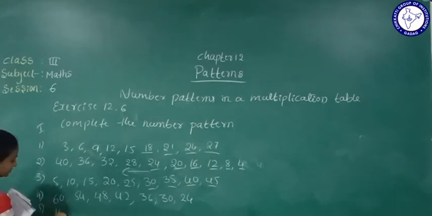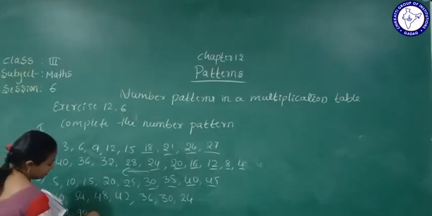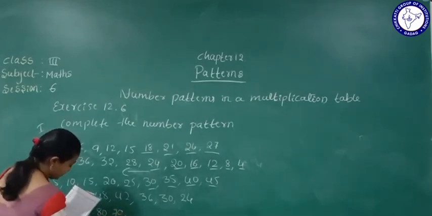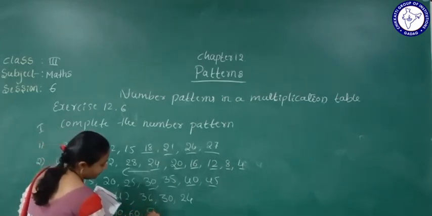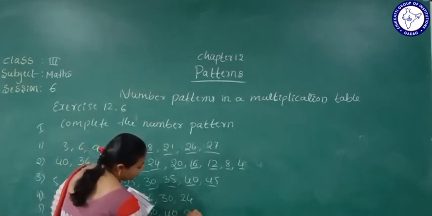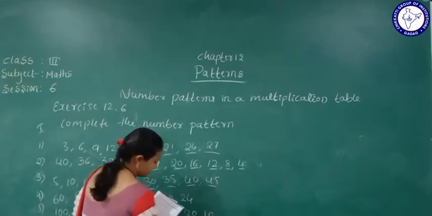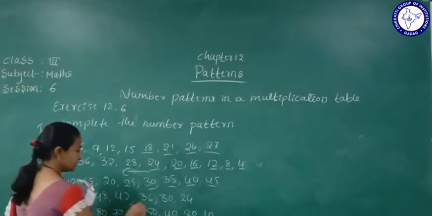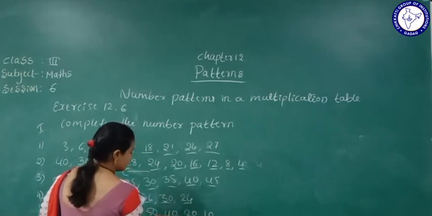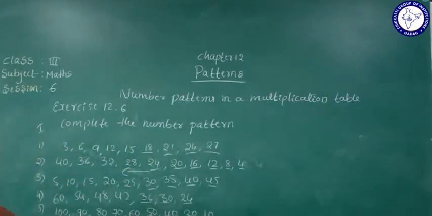Next 100, 90, 80, then 70, 60, 50, 40, 20, 10. Yes, so we can see the number pattern here. From 100 to 90, how much is being subtracted from the previous number here? 10. So it's a backward direction, from 100 down to 10. Okay, understood? 10 is being subtracted each time.